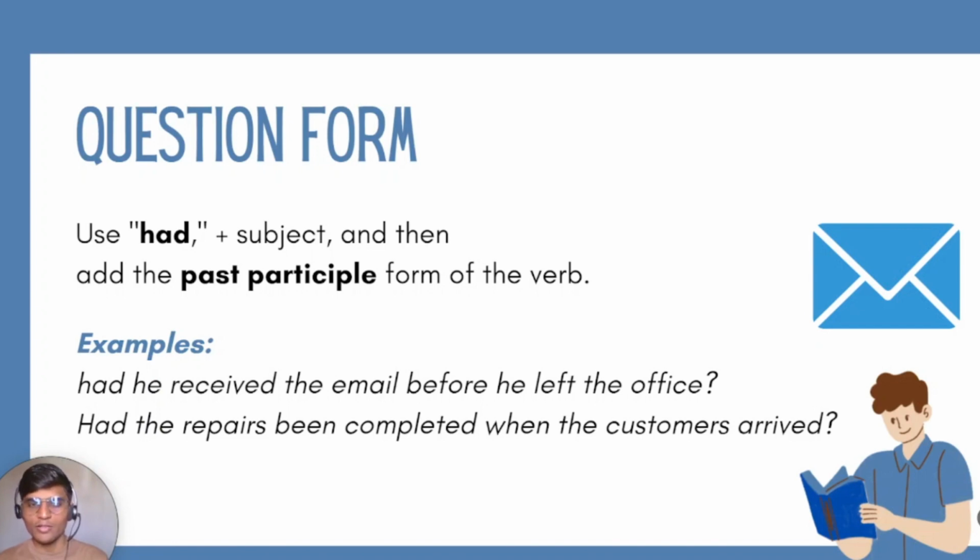Means before leaving, did he get the message, or had he got emails? And the second example is saying, had the repairs been completed when the customers arrived? Before somebody arrived, the one action had finished or not. This is what the question is indicating in this second example.